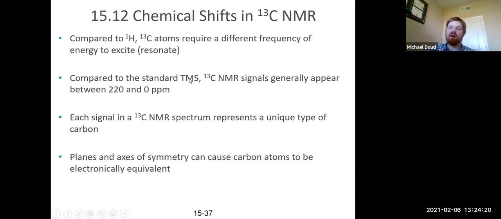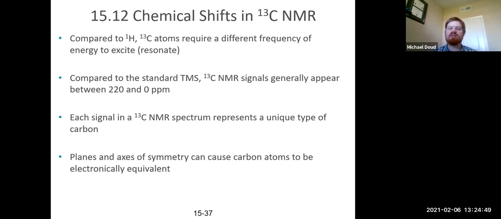This time though, looking at the carbons in the tetramethylsilane rather than the protons. And that carbon-13 NMR signal appears between 0 and 220 parts per million. Then what we want to keep in mind is the same thing that we talked about before with the chemically equivalent carbons, that all applies the same as what we talked about with chemically equivalent protons.